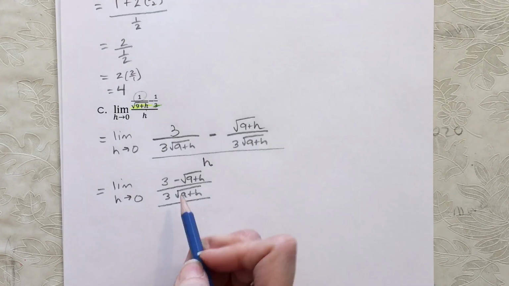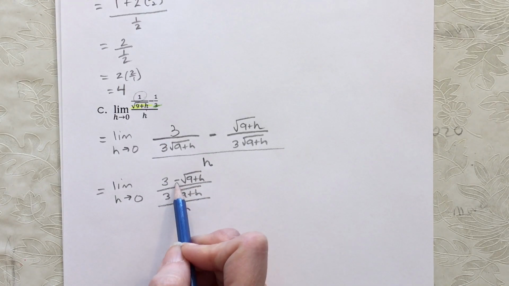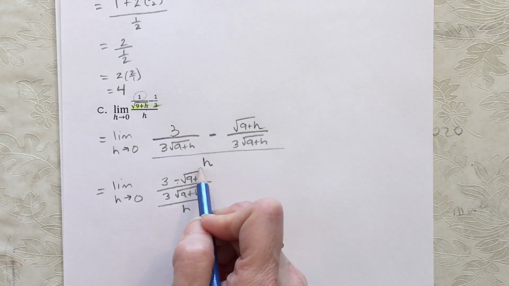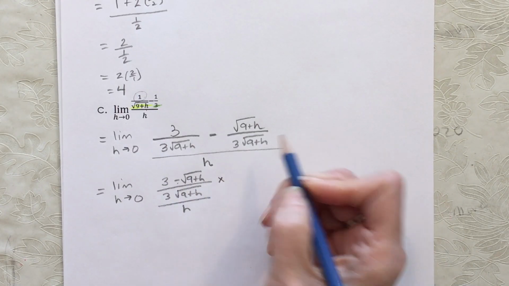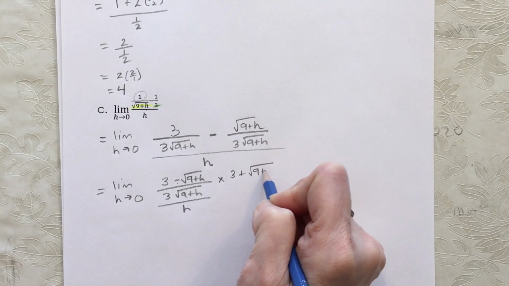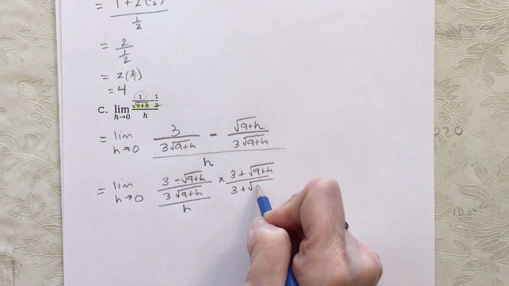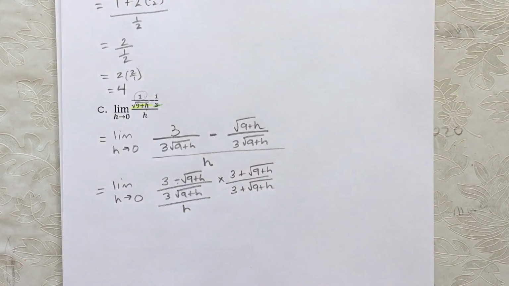And so hopefully now when you look at it again, if this had been your starting question, you would think about the conjugate of the numerator here. So I'm going to multiply by 3 plus the root of 9 plus h, and also the denominator of the numerator, so that I'm really just multiplying by 1.